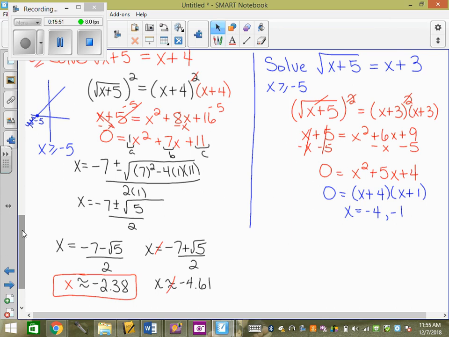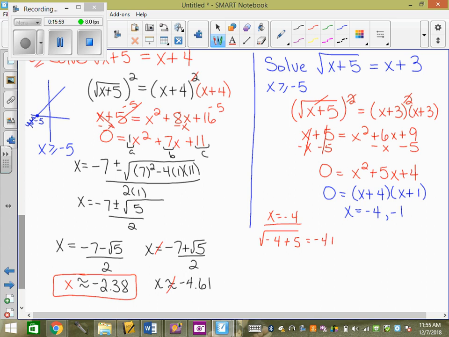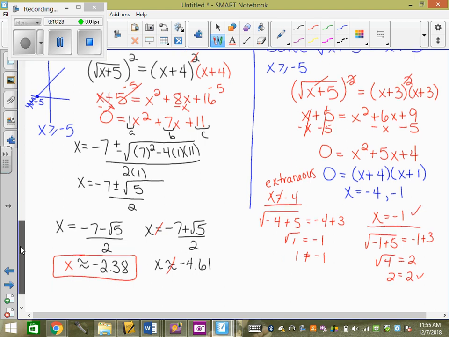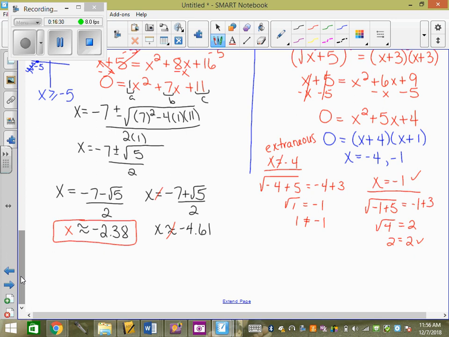So we're going to verify it. So I'm going to do x equals -4. Check that. Square root of -4 plus 5 equals -4 plus 3. Square root of 1 equals -1. 1 does not equal -1. So this is extraneous. And then x equals -1. Square root of -1 plus 5 equals -1 plus 3. Square root of 4 equals 2. 2 equals 2. So that one's good. Okay, we're going to do a quadratic under.